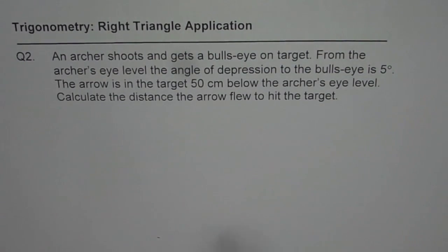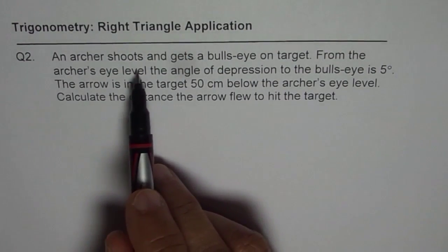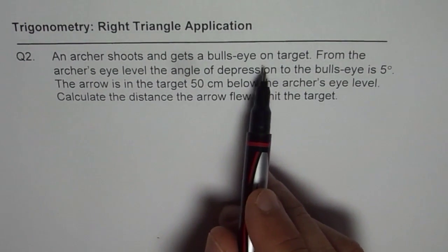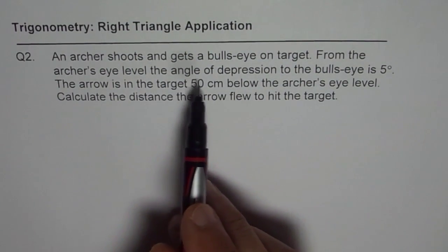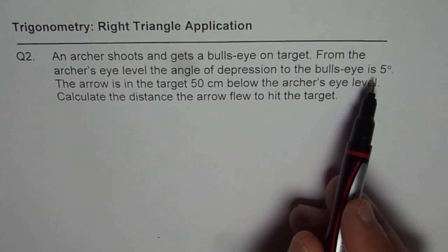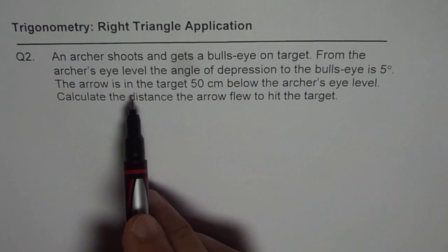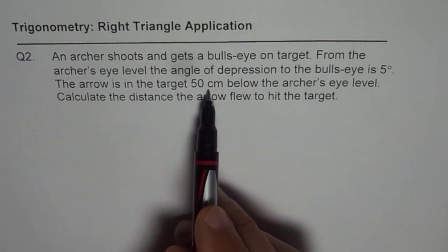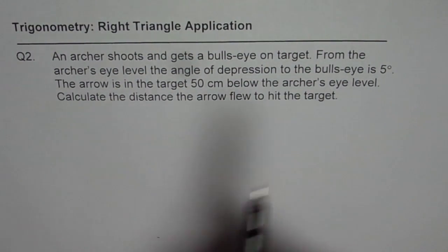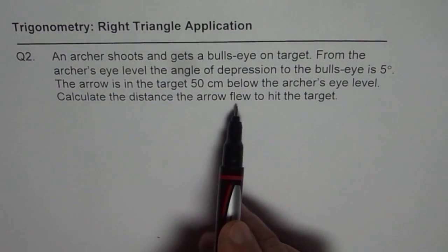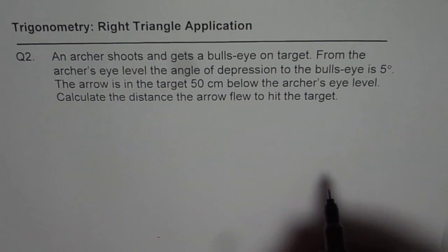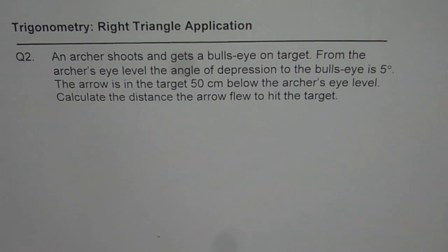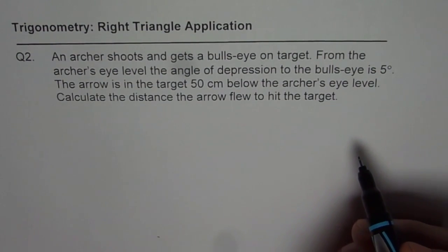The question before us is: an archer shoots and gets a bull's eye on target. From the archer's eye level, the angle of depression to the bull's eye is 5 degrees. The arrow is in the target 50 centimeter below the archer's eye level. Calculate the distance the arrow flew to hit the target. That is your question which we need to work on. Let us first try to understand what is given to us and what we need to find.